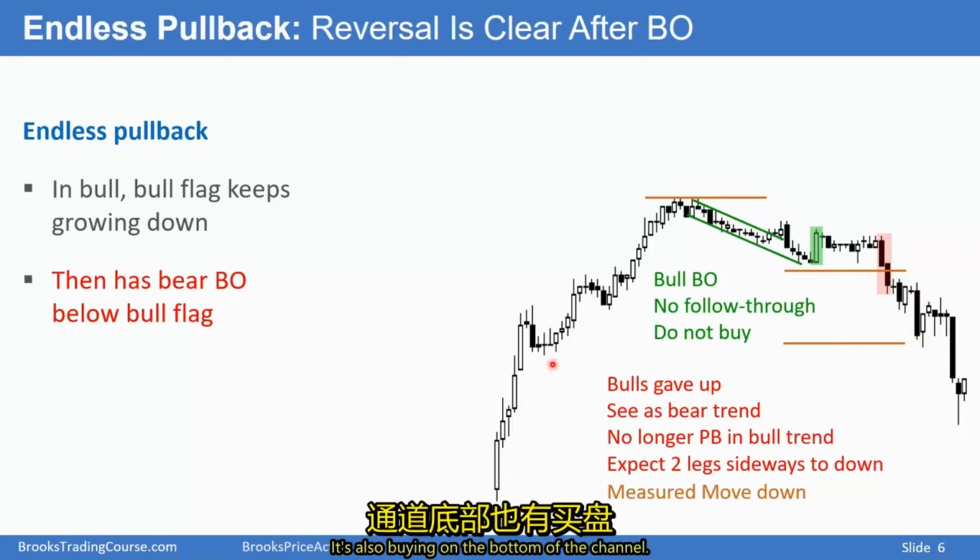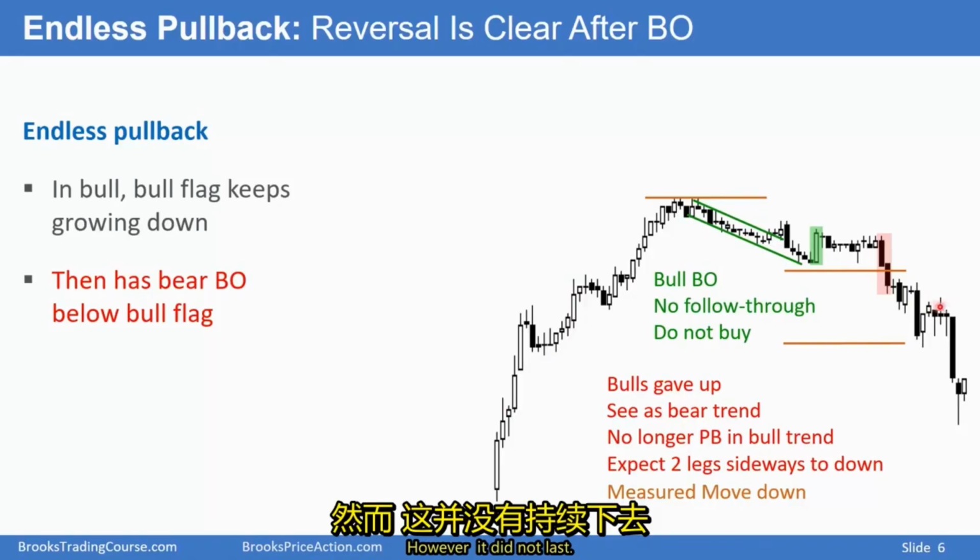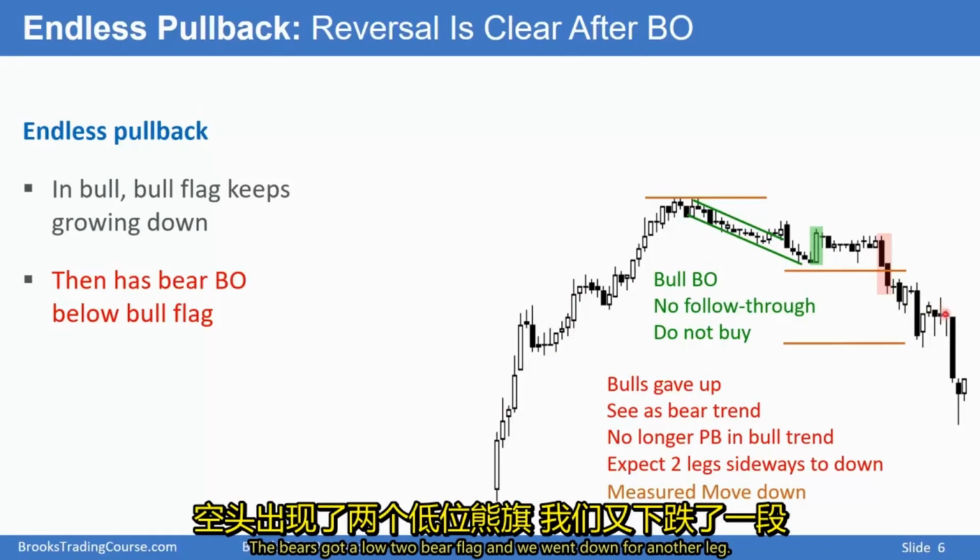It's also buying around the bottom of the channel. Spike pullback channel is usually buying here. However, it did not last. The bears got a low 2 bear flag, and we went down for another leg.